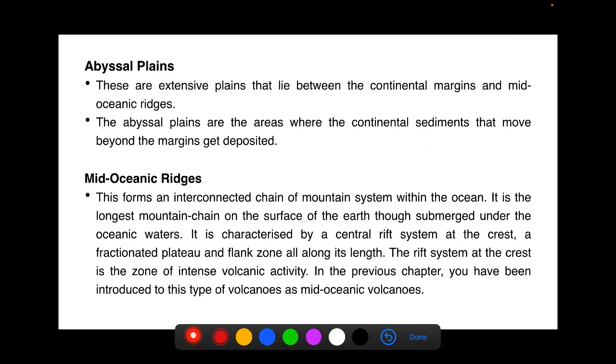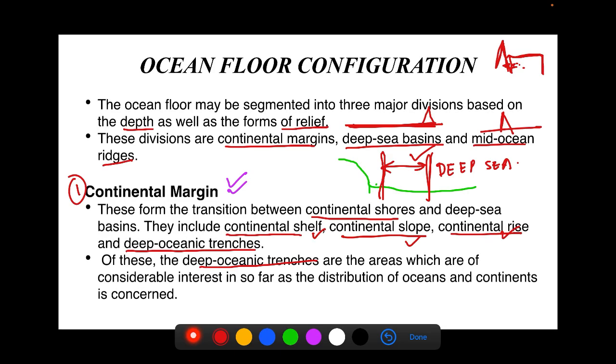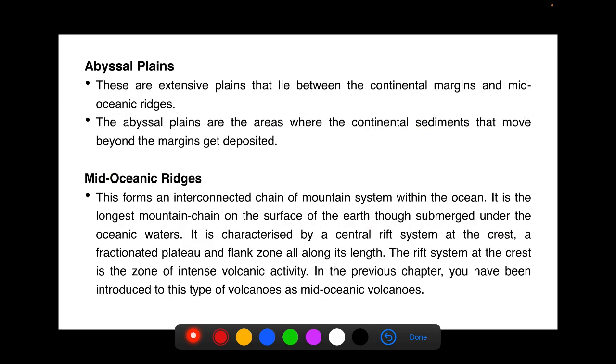So now the next part is the abyssal plain. We have already seen that the first part of the oceanic floor is the continental margin. The second part is the plains. The speciality of plains, as on normal land, is that they are very regular in their elevation. These are extensive plains that lie between the continental margin and the mid-oceanic ridge.